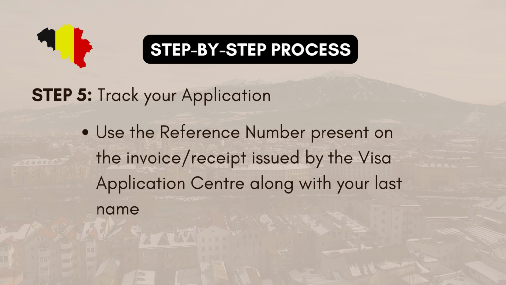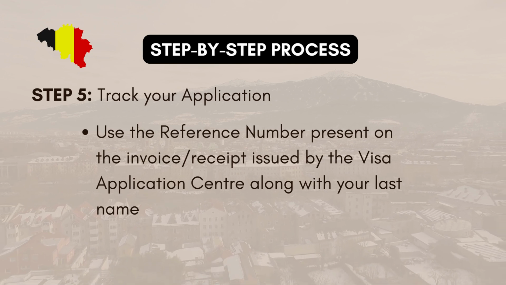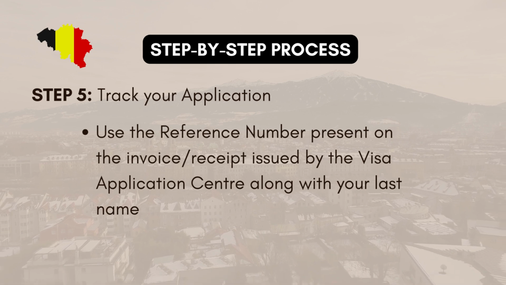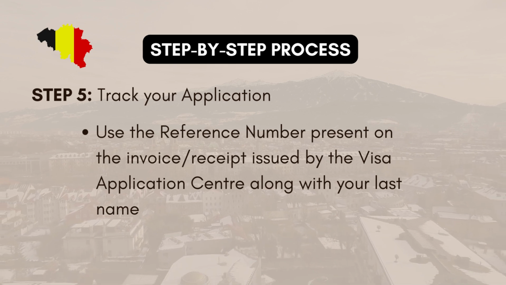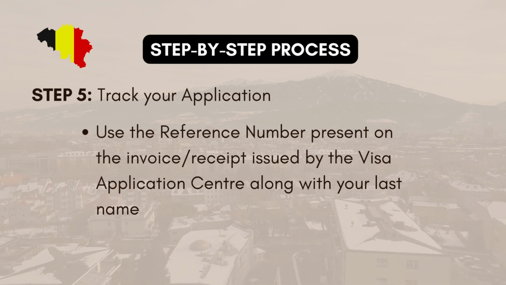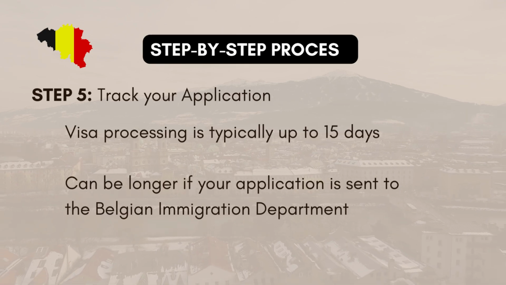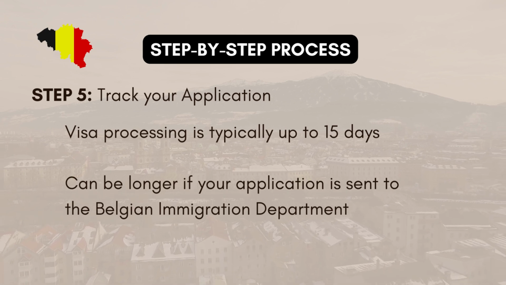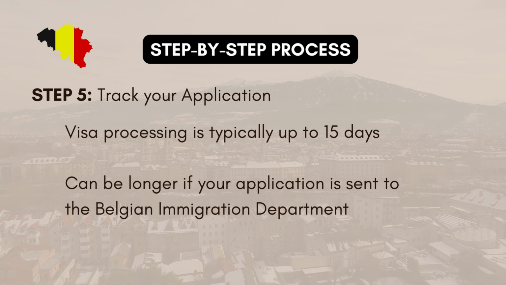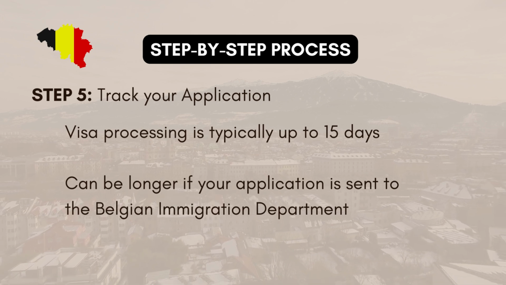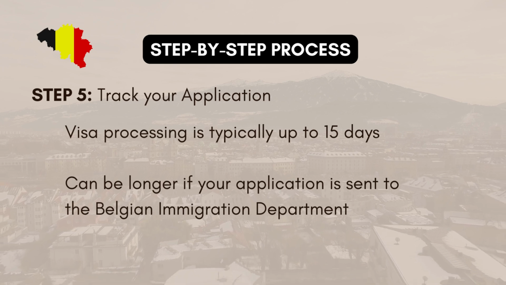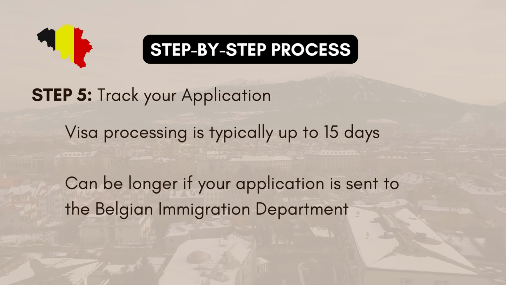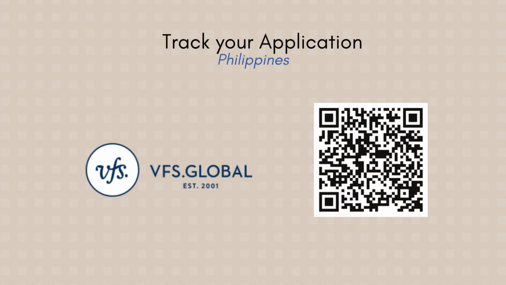Now, step 5. So this is the waiting game. Track your application. The typical period for the visa application is 15 calendar days, and it can be longer if your application is sent to the migration office in Belgium. If you want to track your application, use the reference number on the invoice or the receipt issued by the Visa Application Center along with your last name. If you're in the Philippines, you can scan the QR code to track your application.